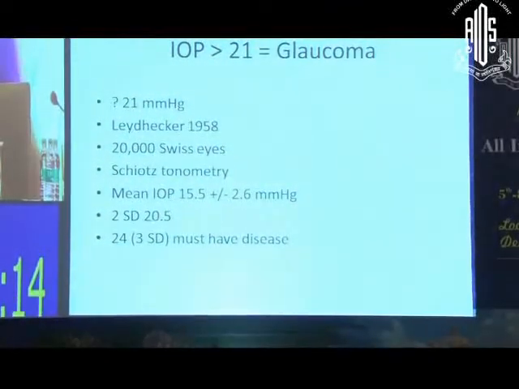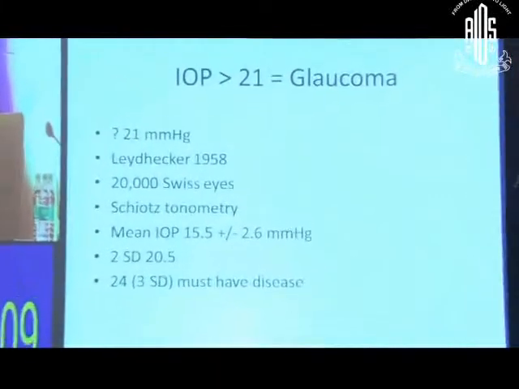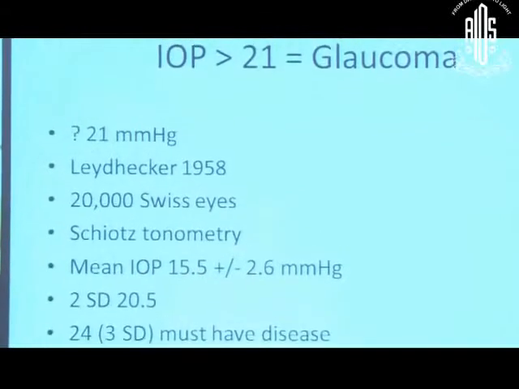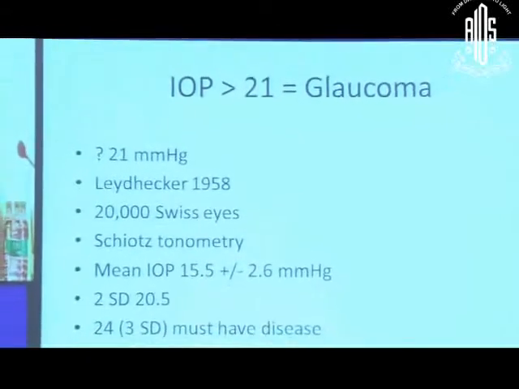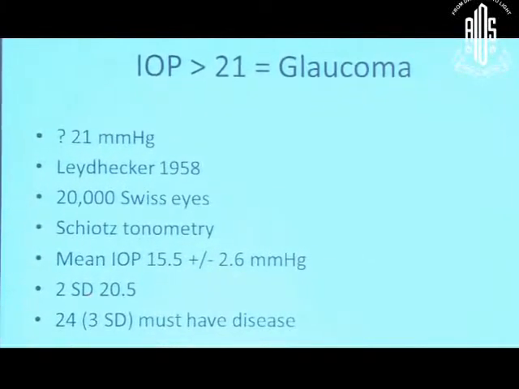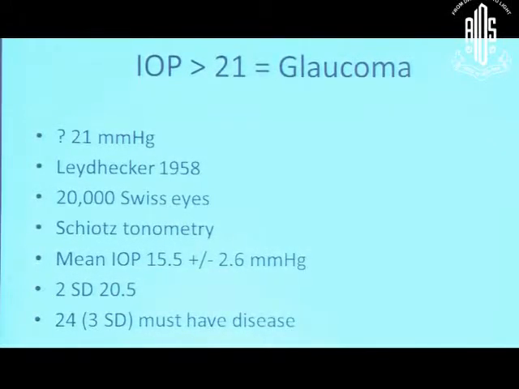It followed the work of Leydhecker in 1958, who did Schiotz tonometry in 20,000 Swiss eyes and found a mean IOP of 15.5 millimeters of mercury. Taking the standard deviation of about 2.5, and taking two standard deviations above this mean value, it gave us that magic number of 21. And at that time, in 1958, they also thought that 3 standard deviations above this, that means 24 millimeters of mercury, must have disease.